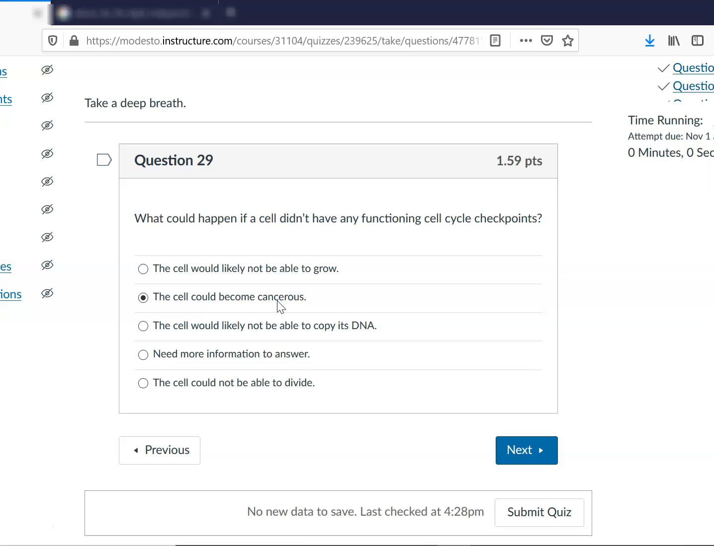Where were we? So if the cell didn't have any cell cycle checkpoints, remember the point of those is to stop the cell if the cell isn't ready or if there's something wrong with the DNA. And if there are those problems and the cell cycle just keeps on churning with nothing to stop it, you can wind up with a bunch of cells with really messed up DNA that are indeed cancerous. So the cell could become cancerous. It doesn't necessarily mean that it will, but it probably will.